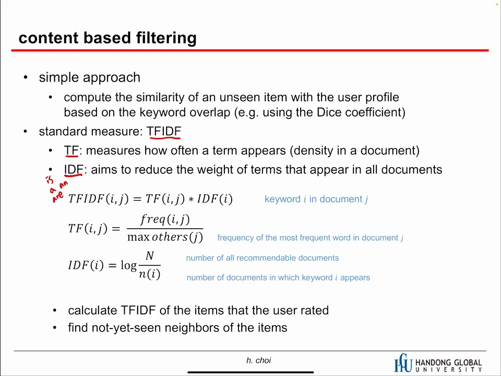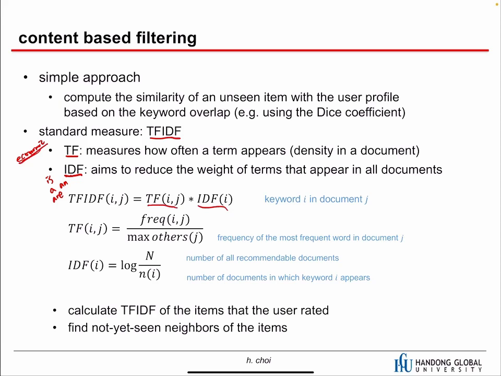But something like economics appears in a specific document, right? And if this word appears a lot in a specific document, then this word is important. So we multiply this TF and IDF.